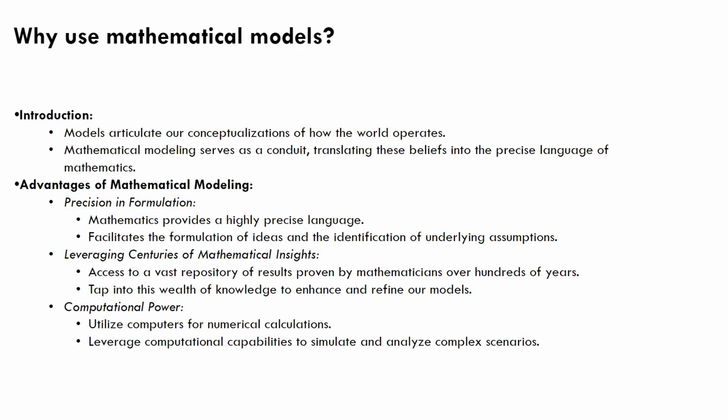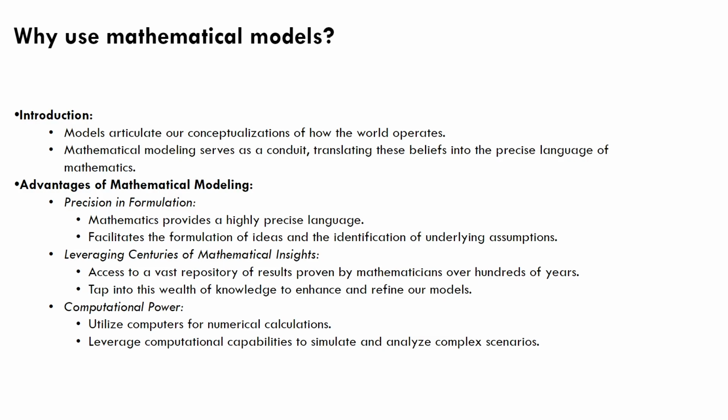That language is mathematics, and so we use mathematical models to predict that systems level behavior. So why do we use mathematical models? First, models articulate our conceptualizations of how the world operates. You can have very complex phenomena occurring, but that can be very easily written down in terms of mathematics and differential equations and models, which can theoretically simulate how that system is working. So it serves as a conduit, translating the beliefs, the understanding that we have into the precise language of mathematics. Which is very important.